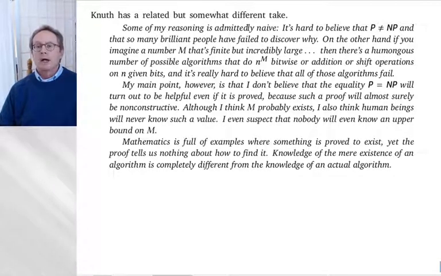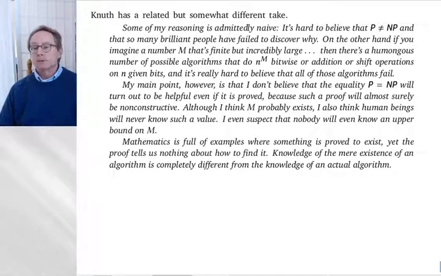On the other hand, if you imagine a number M that's finite but incredibly large, then there's a humongous number of possible algorithms that do n to the M bitwise addition, shift, or operations on n given bits. It's really hard to believe that all of them fail. My main point, however, is that I don't believe the equality P equals NP will turn out to be helpful even if it is proved, because such a proof will almost surely be non-constructive. Although I think M probably exists, I also think that human beings will never know such a value. I even suspect that nobody will know an upper bound on M.